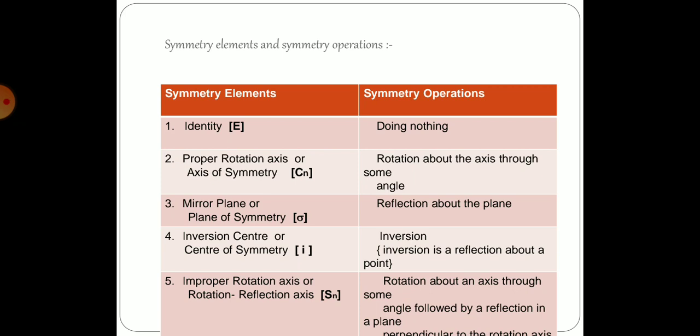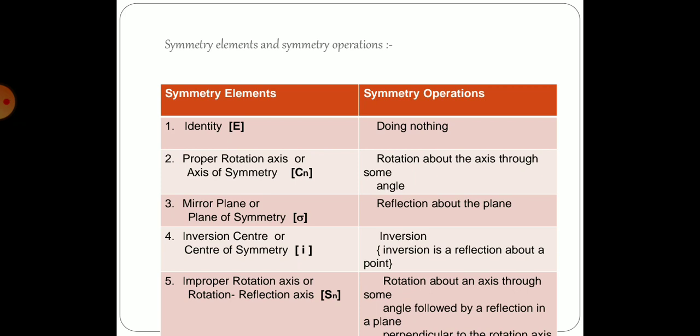Whereas for the symmetry operations, when the identity element is applied on a molecule, it seems like we rotate the molecule by 360 degrees. Okay, so it just looks like nothing happened to that molecule. So the symmetry operation for E, identity, is doing nothing. Okay, then second is the proper rotation axis or axis of symmetry element. For this, the operation will be rotation about the axis through some angle, like 180 degrees, 90 degrees, 60 degrees, 120 degrees. These are some angles for the rotation.